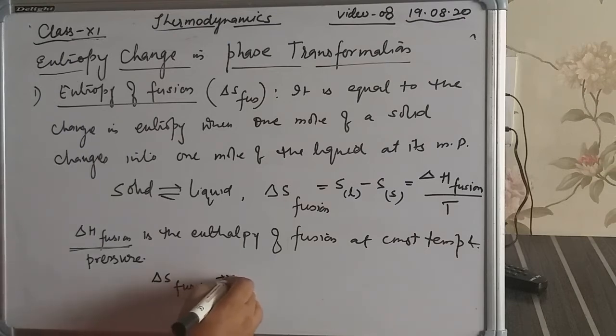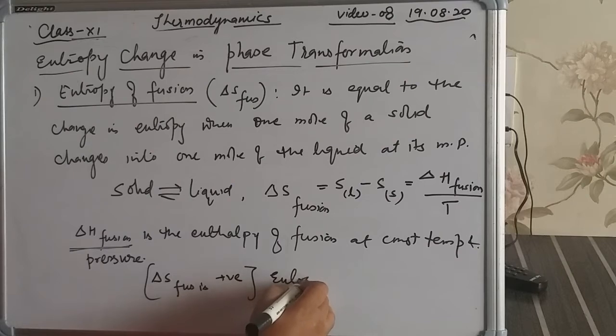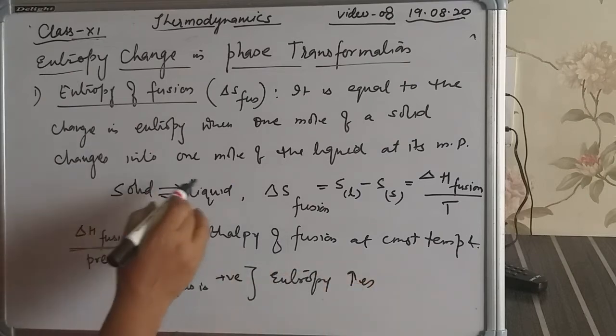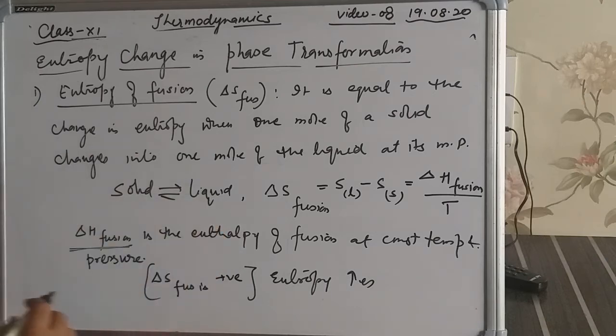Because energy is absorbed, delta S fusion is always positive, meaning entropy increases. In this case entropy increases because solid changes into liquid, so randomness increases. So delta S fusion is positive.